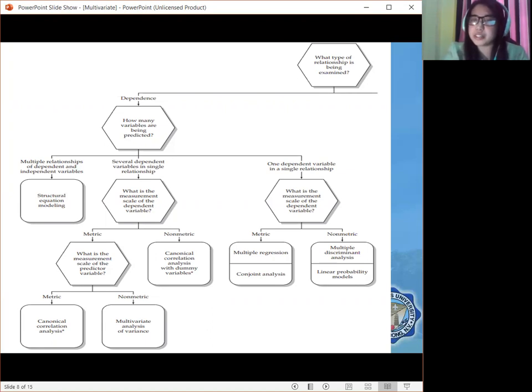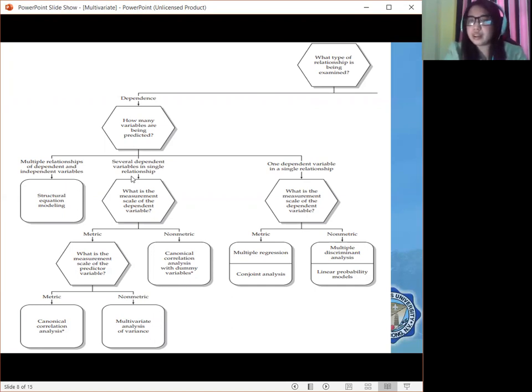So what is the measurement scale of the dependent variable? Is it metric or non-metric? So it is quantitative or qualitative or categorical. So what is the measurement scale of the predictor variable? Again, is it categorical or is it at least interval? So in case that it is metric, it is possible to use canonical correlation analysis, while if it is non-metric, the possible test is multivariate analysis of variance.